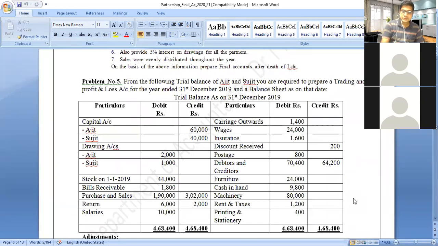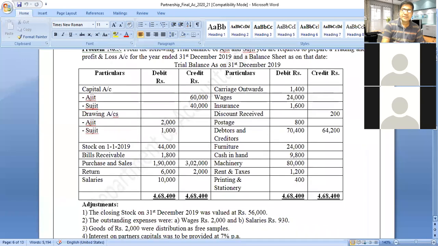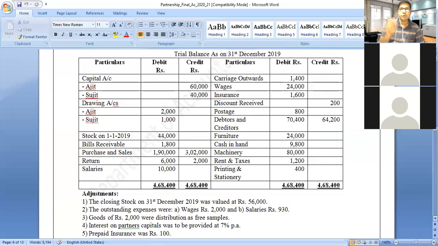Now we will discuss adjustments. Friends, every adjustment has two effects, and we have to give both effects. These things you have to keep in mind. Sometimes more than two effects are also there. Now the adjustments: closing stock on 31st December 2019 was valued at rupees 56,000.